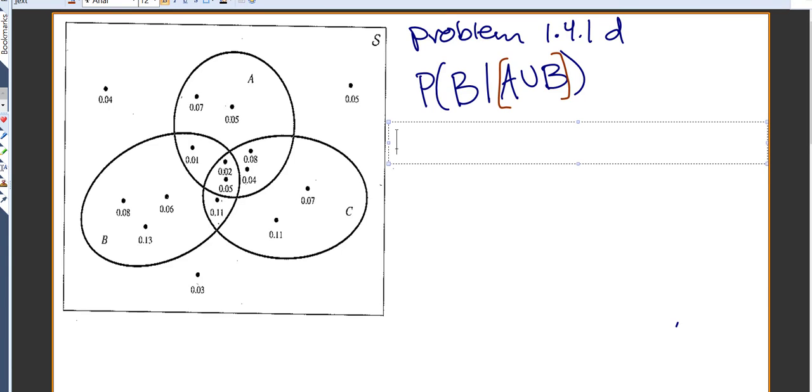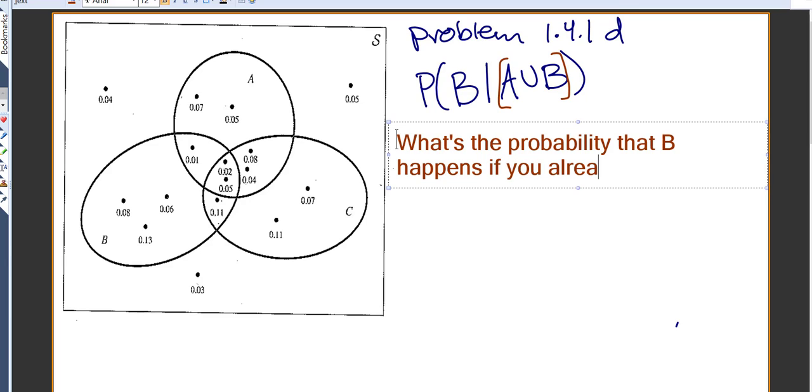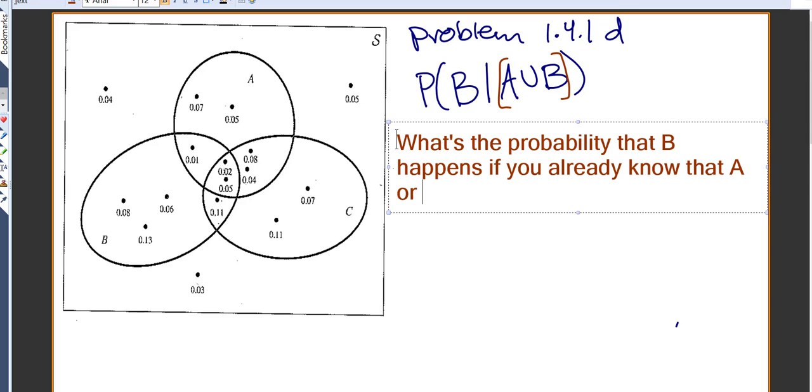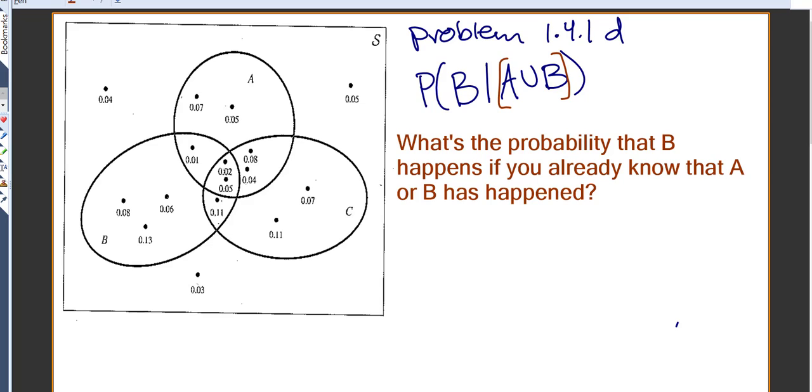What's the probability that B happens if you already know that A or B has happened? So it's saying either A or B has already happened. What's the probability that it was B? I'm putting "happens" here, but we're assuming it all happens at the same time. So if we know that either A or B has happened, what's the probability that it was B?